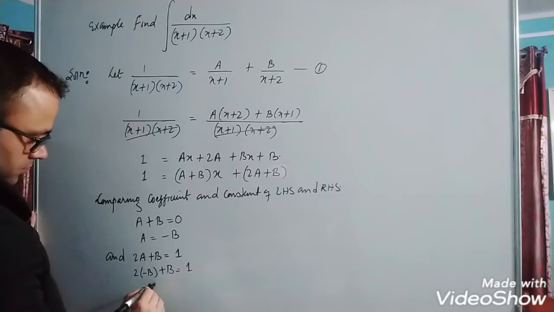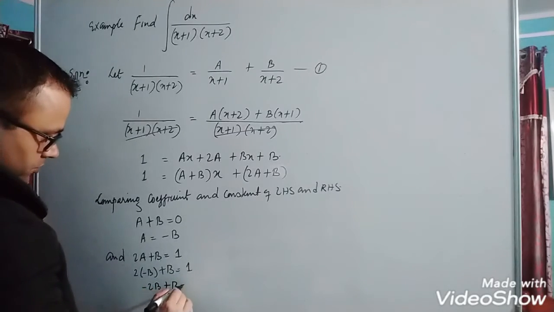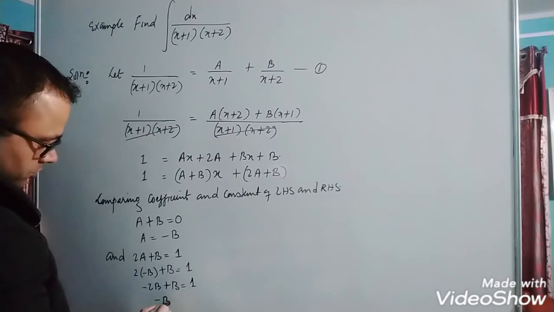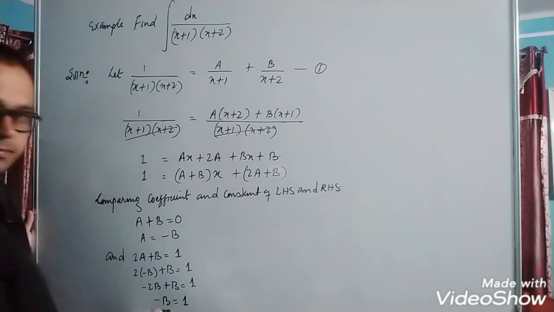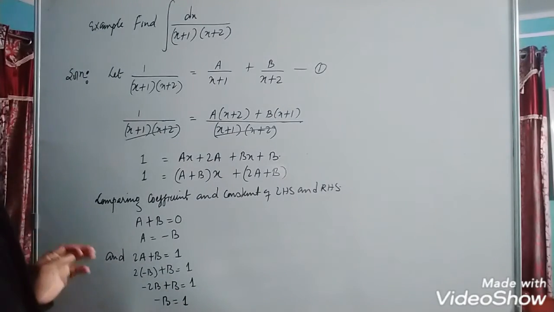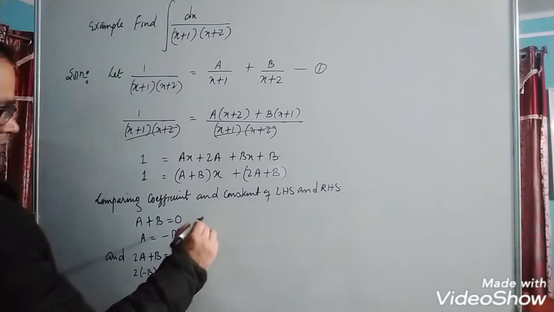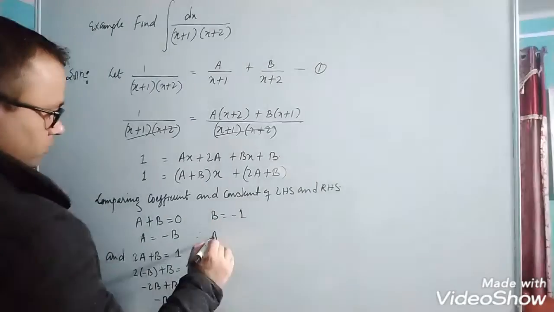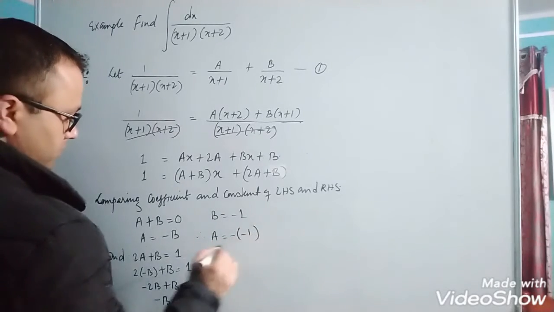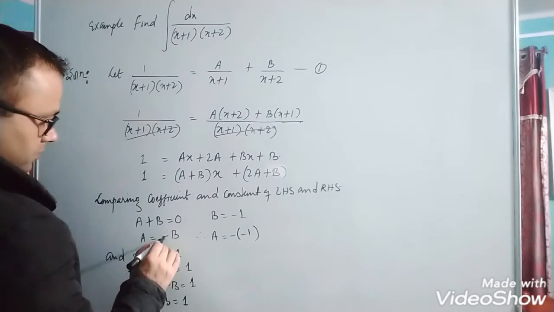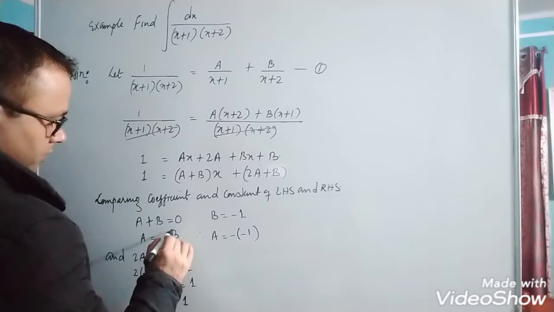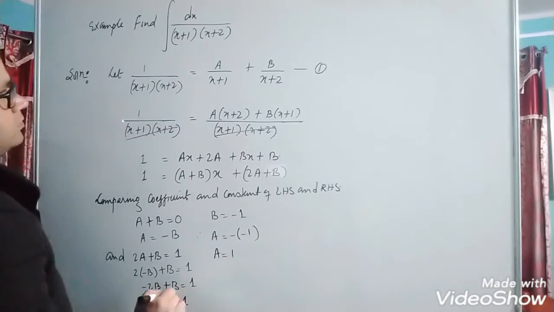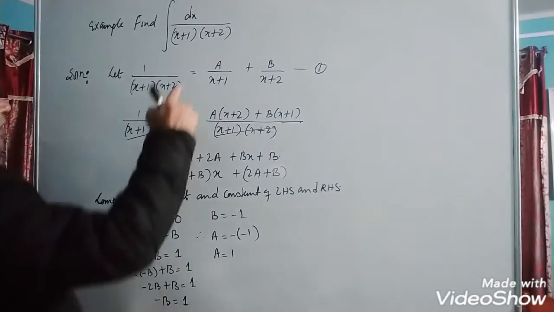Minus 2b plus b equals 1, so minus b equals 1. B equals minus 1. Therefore a equals minus of minus 1, because a equals minus b and the value of b is minus 1. So a equals 1. Now we can put the values of a and b here.